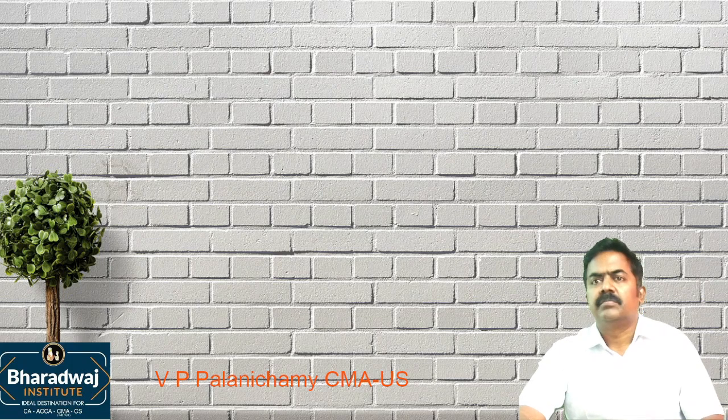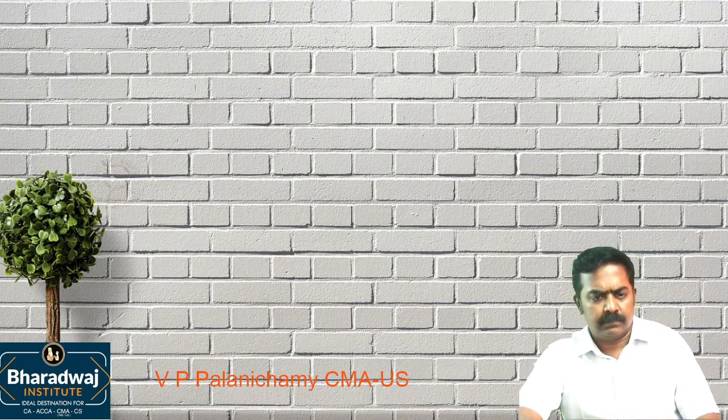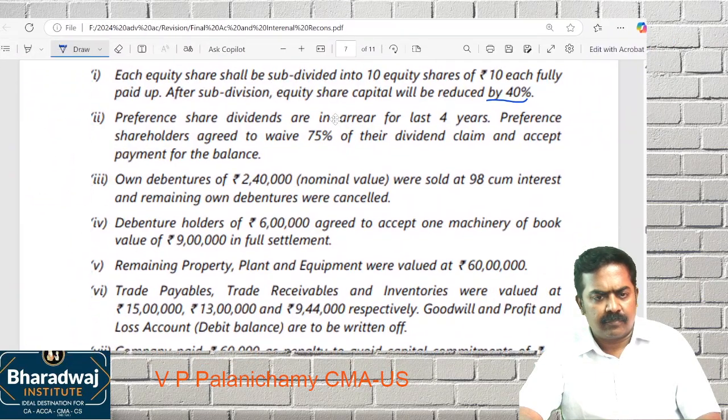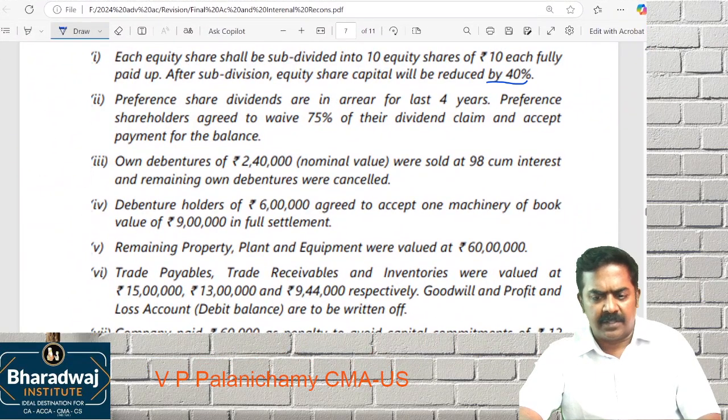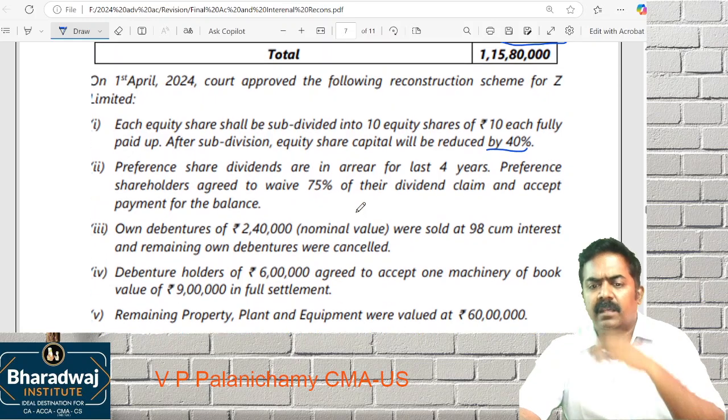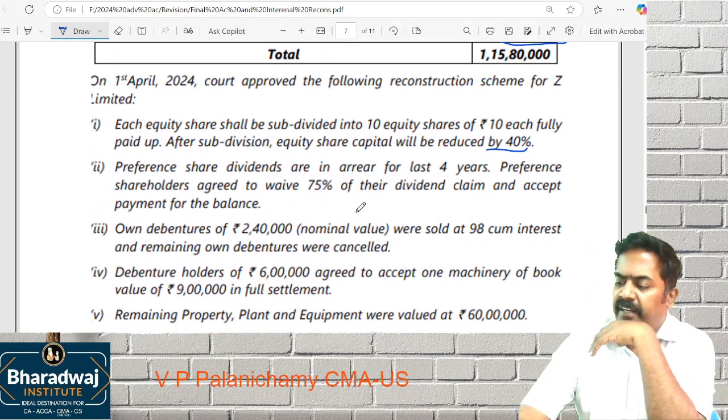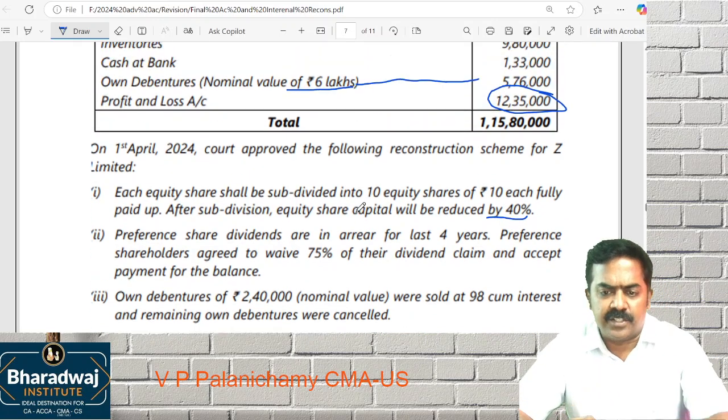Have we gone through? Shall we? Let us work out adjustment by adjustment. It's a very good question. What is the first one? Equity shares are subdivided into 10 shares of 10 each.